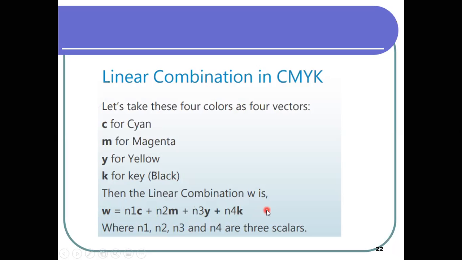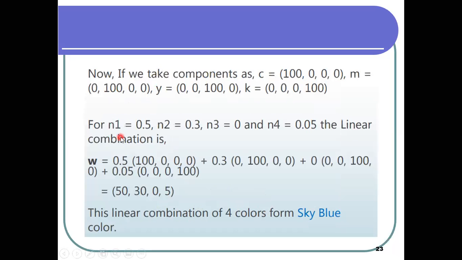So if I take cyan, magenta, yellow, and key, these four possible tuples, and I put N1 as 0.5 and N2 as 0.3. I am just giving you some demonstration. You don't have to go into detail of this, but I just give you some realistic application of linear combination, how linear combination is helpful in image processing.